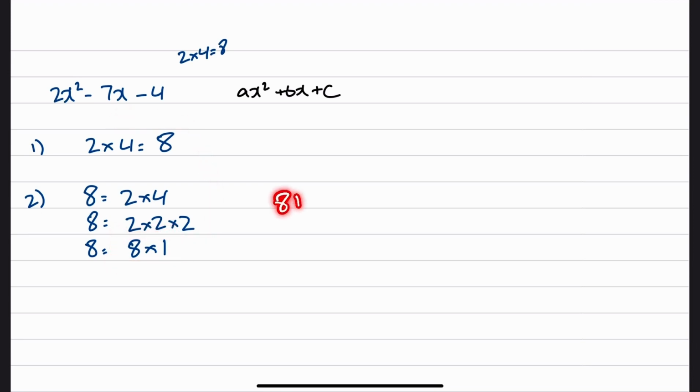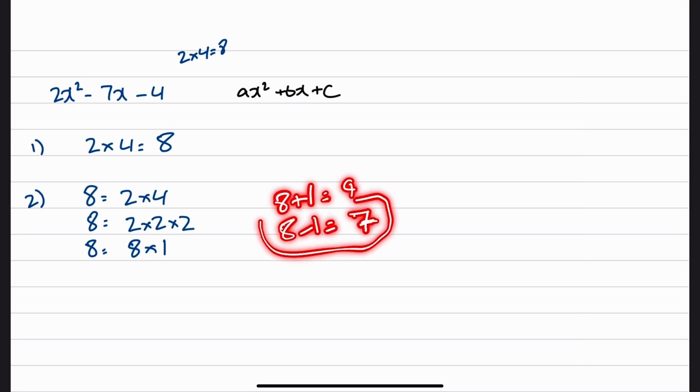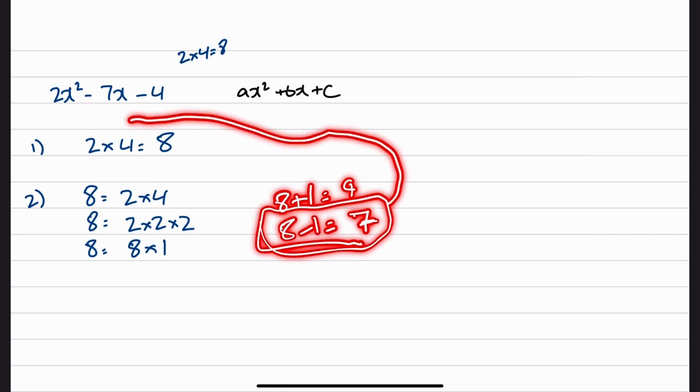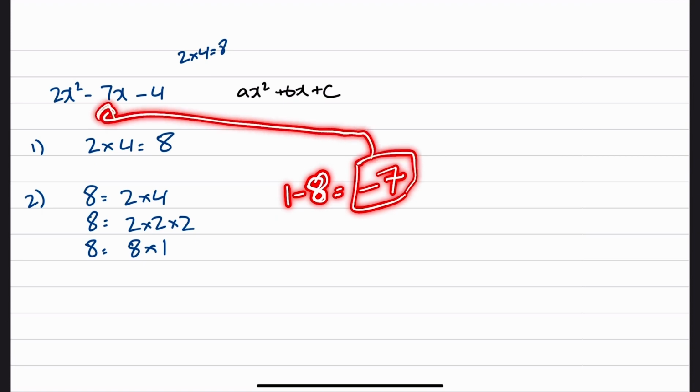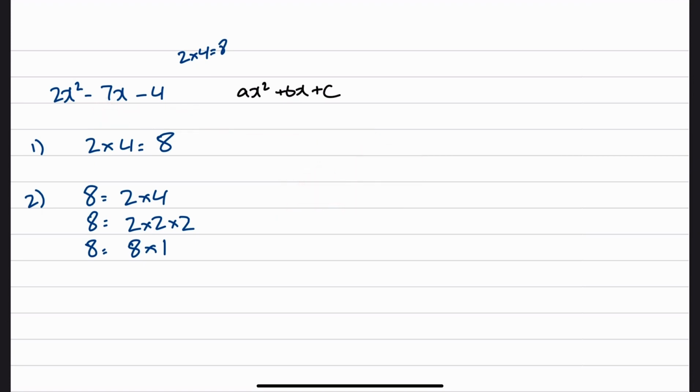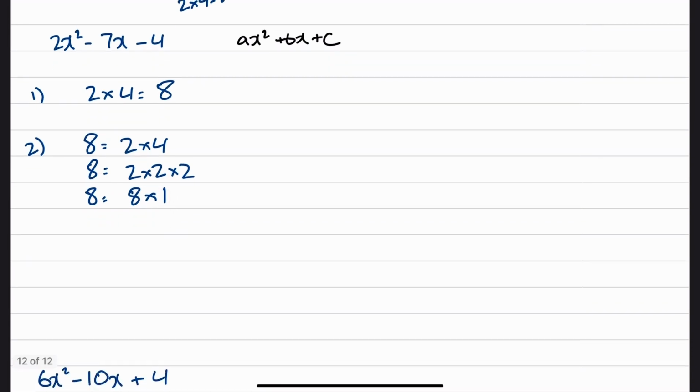Let's see. 8 plus 1 is 9. 8 minus 1 is 7. This is close, but it's not quite the same because this gives us positive 7 and what we need is a minus 7. So what if we flip the signs? 1 minus 8. This gives us minus 7 and this is exactly what we're looking for in the middle term. So once we're satisfied with this, let's just break it down.